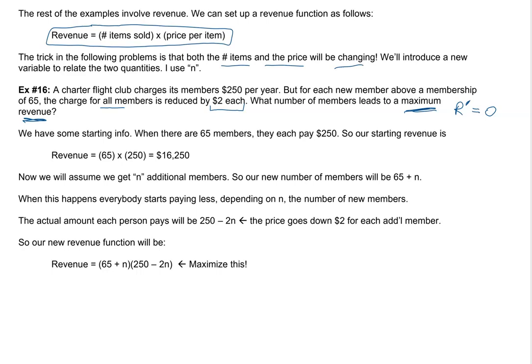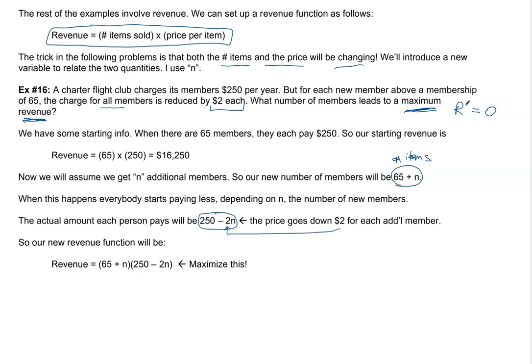Now, we will assume we get n additional members. So our new number of members will be 65 plus n. That's going to be the changing number of items. And when this happens, everybody starts paying less, depending on n, the number of new members. Watch how this happens. The actual amount each person pays will be 250 minus 2 times n. That's showing the price going down for each new member, going down by $2 specifically. That's why there's a 2 in there.